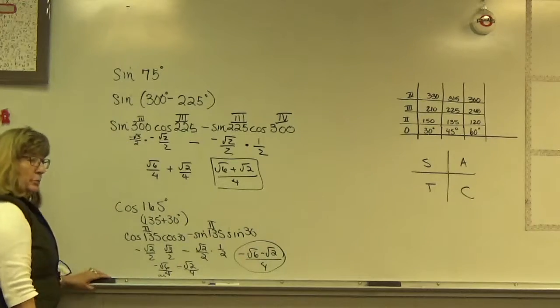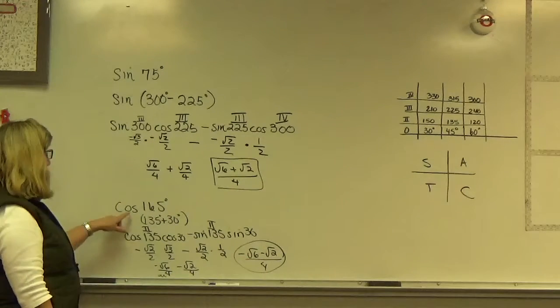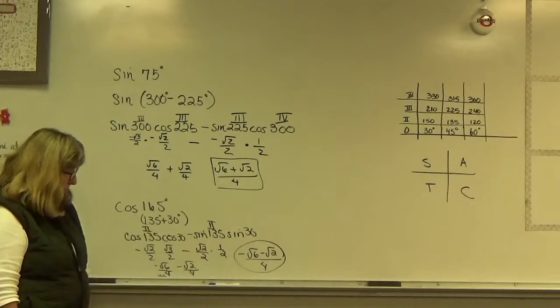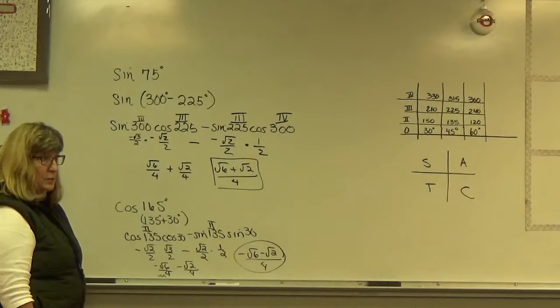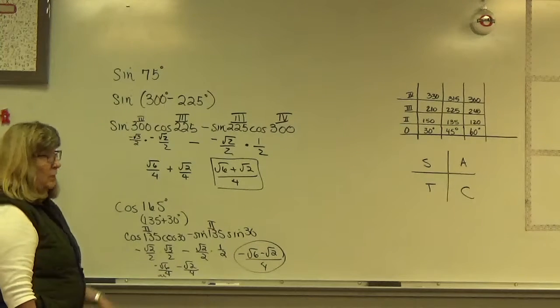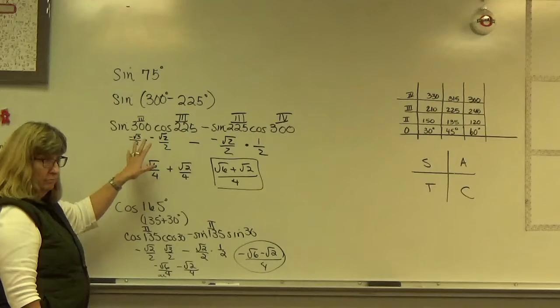And again, can you double check it? If you do cosine of 165, it should be the same thing as the negative square root of 6 minus the square root of 2, all divided by 4. So that's what you're doing on 1 through 9.